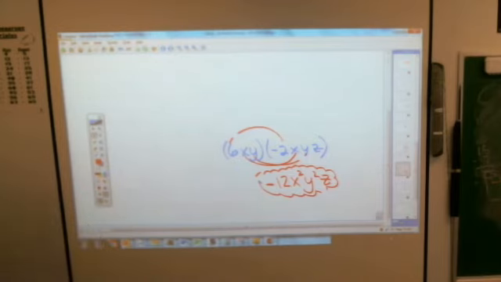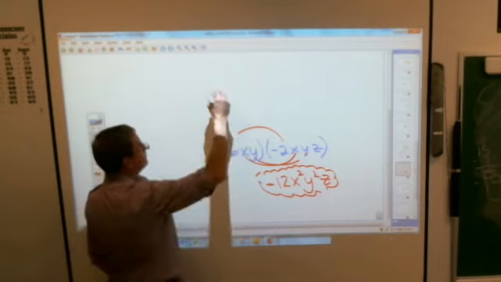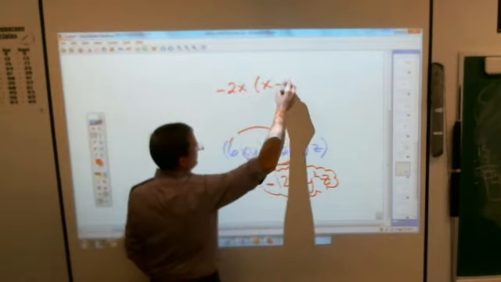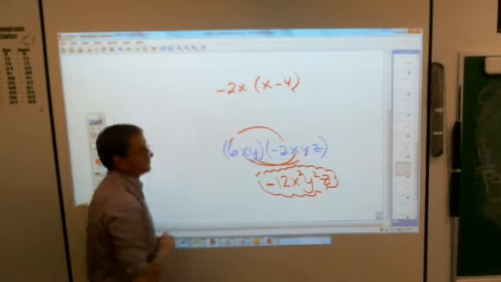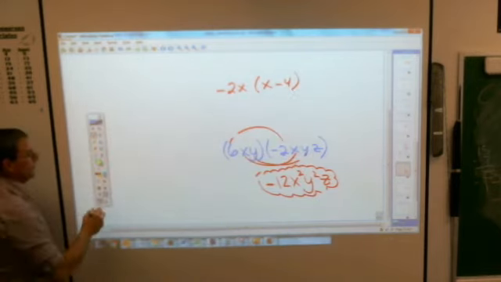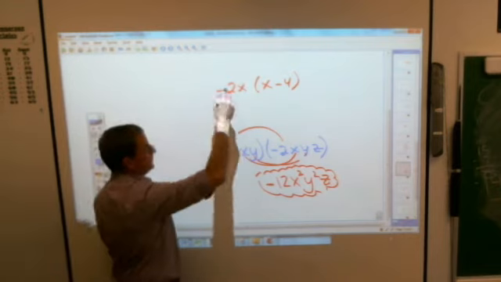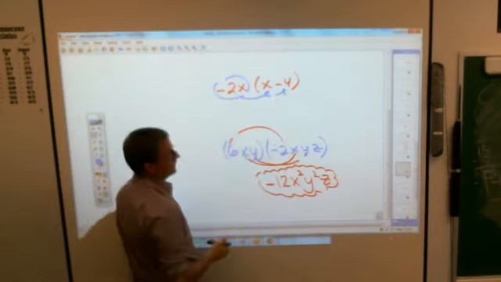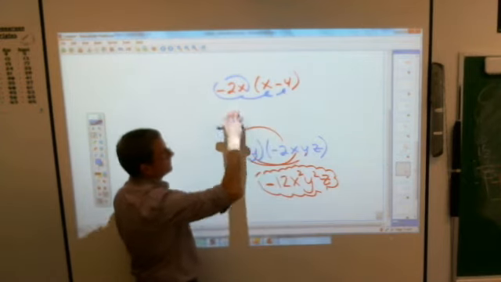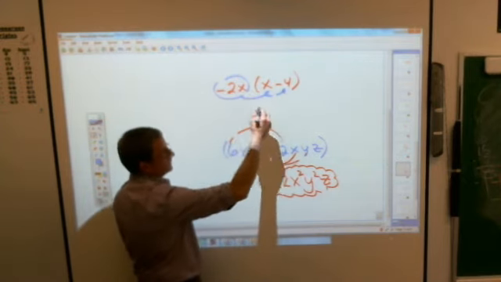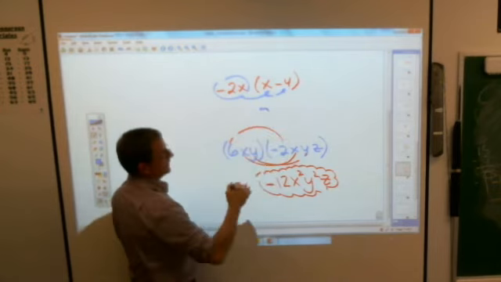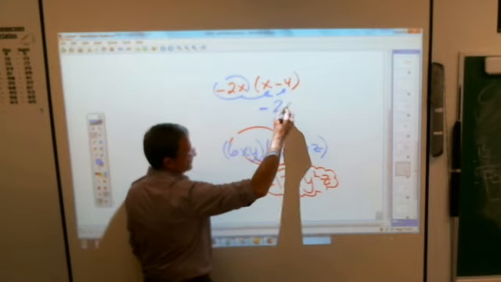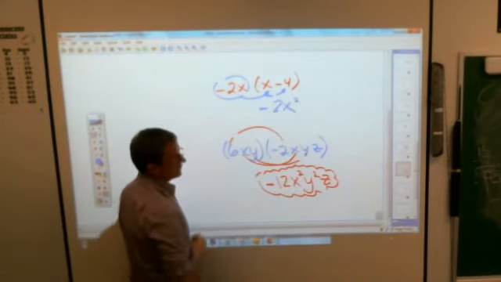Or maybe you have something like this, and here's where you have to be careful with the distributive property. If you have a negative 2x times x minus 4. When you do this, the distributive property means that you take this 2x and multiply it with both things on the inside. You have to look at those negatives every time. This is a negative, that's a positive, so my answer to that is going to be a negative. What is 2x times x? 2x squared, because x times x is x squared.